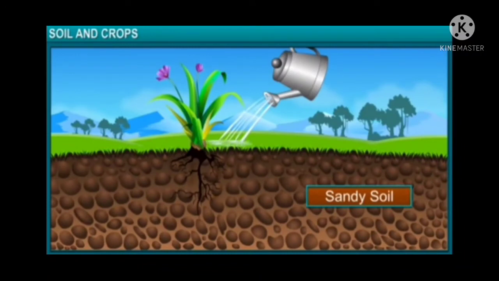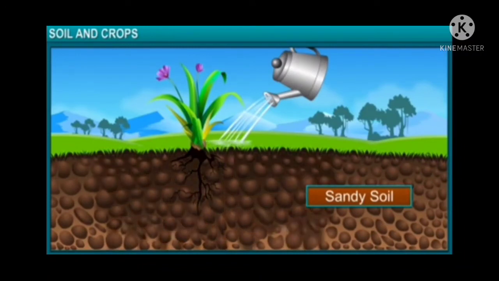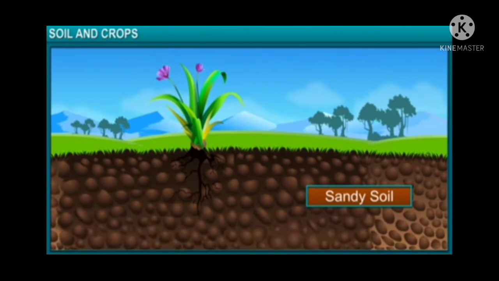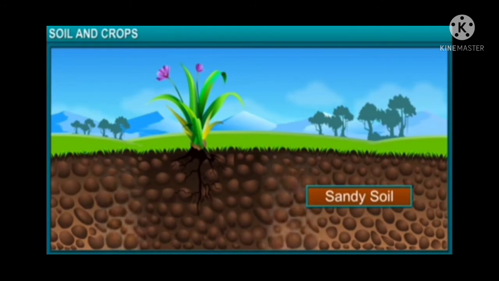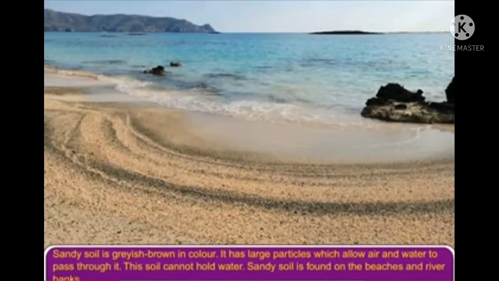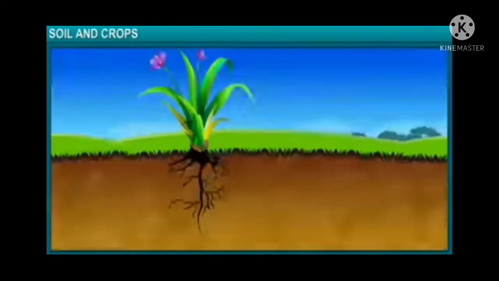Water can drain quickly through the spaces between the sand particles. So water absorption in sandy soil is very high. So sandy soils tend to be light, well aerated and rather dry. Sandy soil is greyish brown in color. It is found on the beaches and river banks.